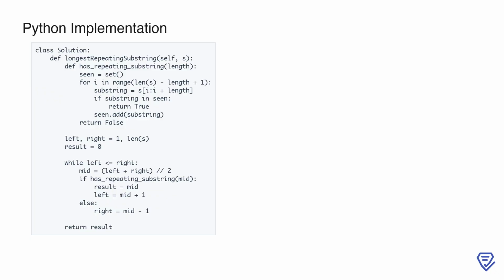This approach is efficient because it avoids generating all possible substrings explicitly and instead narrows down the possibilities using binary search, making the solution suitable for longer input strings. The time complexity of this solution is approximately n² log n, where n is the length of the string. This comes from the binary search, log n, and the nested substring checks, n² in the worst case. The space complexity is n, due to the use of the set for storing substrings.